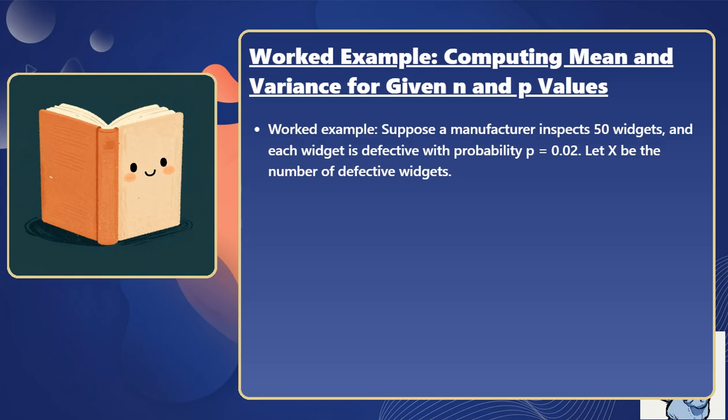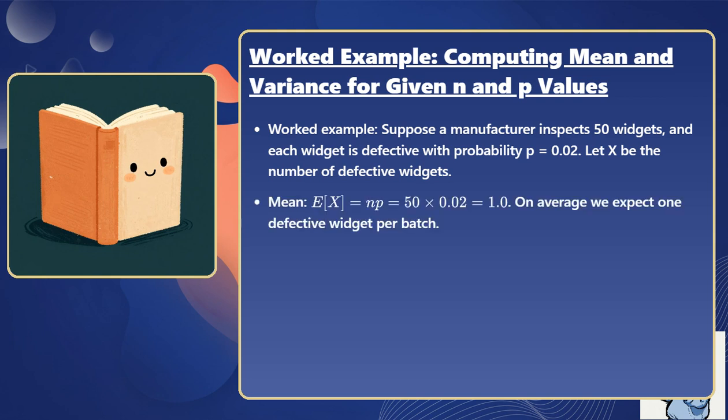Worked example: suppose a manufacturer inspects 50 widgets, and each widget is defective with probability p equals 0.02. Let X be the number of defective widgets. Mean: E[X] equals np equals 50 times 0.02 equals 1.0. On average, we expect one defective widget per batch.